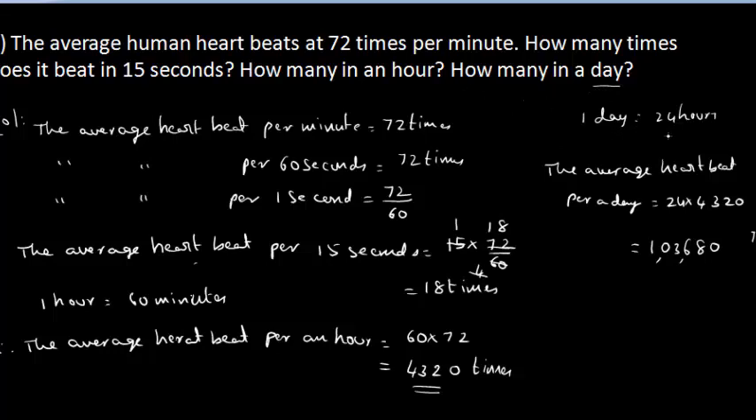We know that one day has 24 hours. So the average heartbeat per day is 24 into 1 hour's 4320. 24 into 4320 means 1,03,680 times. The average heartbeat per day equal to 1,03,680.